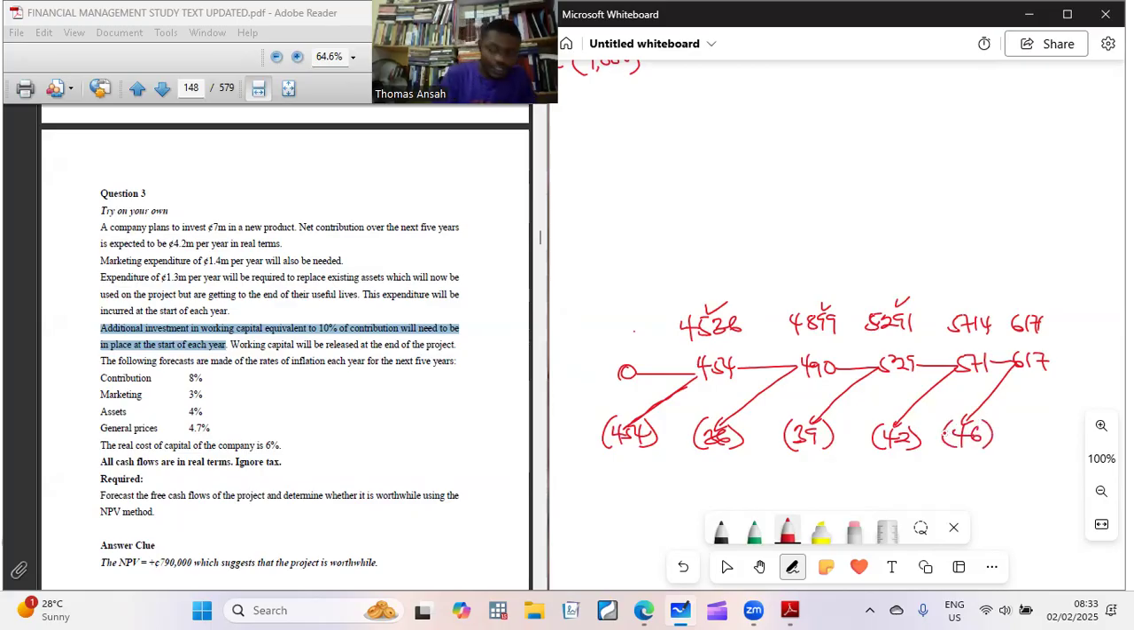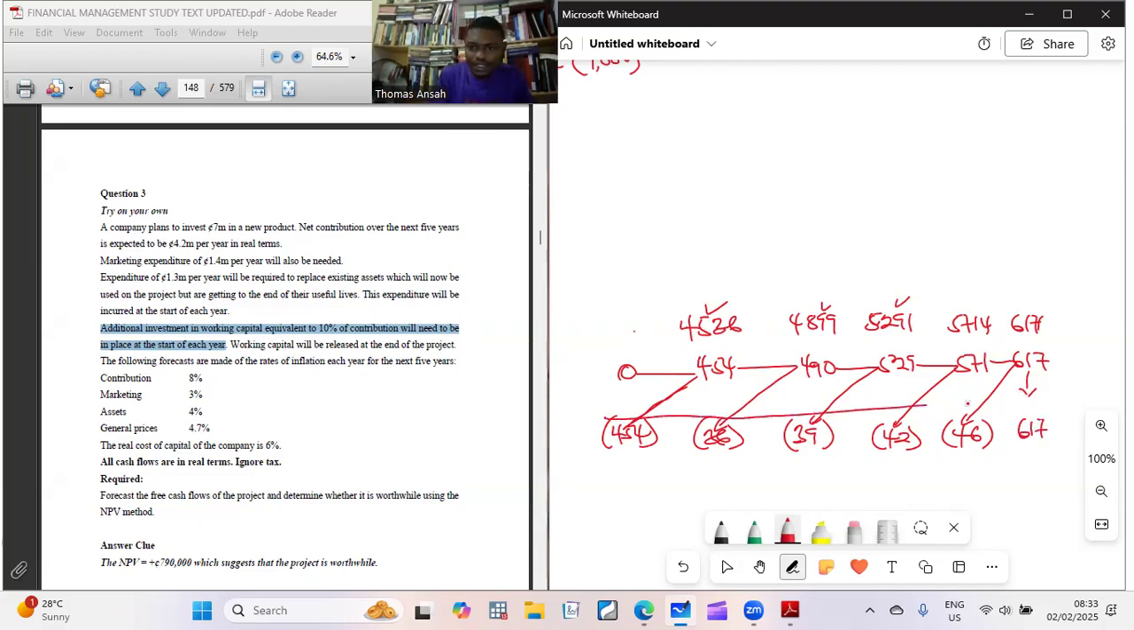So we add everything: 454 plus 36 plus 39 plus 42 plus 46. This is because of the approximation, I guess. Because everything must sum up to usually this figure. Is that what I'm having? Oh, my first figure is wrong. I did 545. It's supposed to be 454. Yes, I have it now. 617. So this is it.